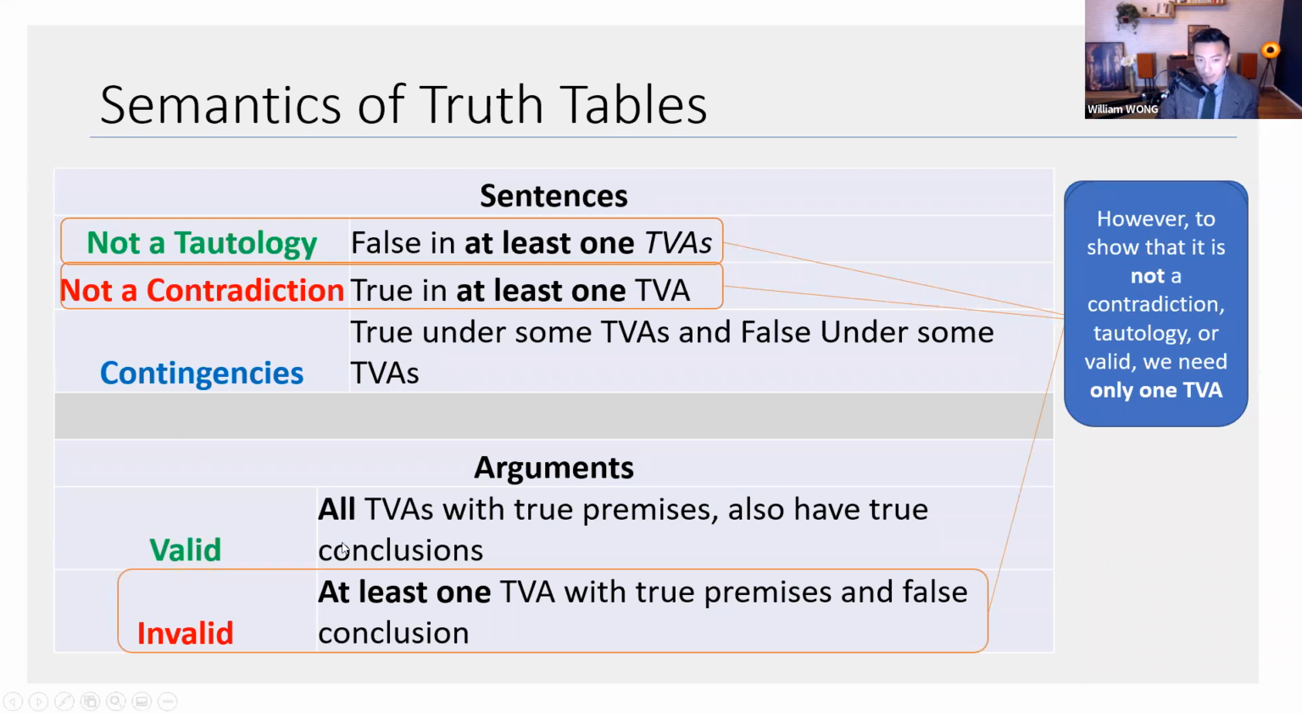So to say something's not valid is to say it's invalid. So a shortened truth table can show us invalidity as well. And that's super useful, right? Now we don't have to do the full truth table. We can just come up with one TVA to show us that an argument is invalid. Cool. Any questions? Okay, moving on.